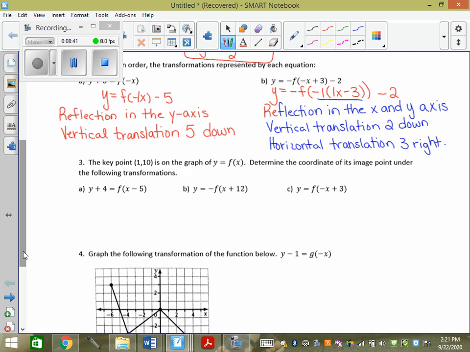This one says the key point (1, 10) is on the graph of y equals f(x). So it's on the original, because they can give us the image point and ask for the original, where we have to undo what we did. This, they gave us the original, and they're asking for a new point. If we're moving a coordinate, what do we use? Mapping, every single time, right? So it says determine the coordinate of its image point under the following transformation.